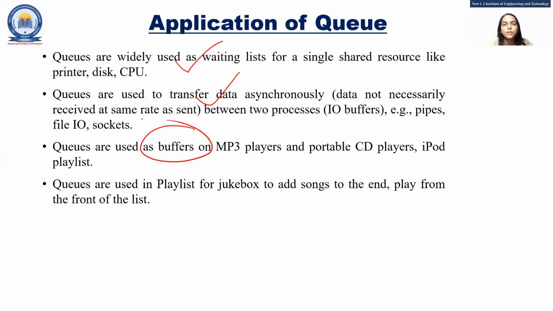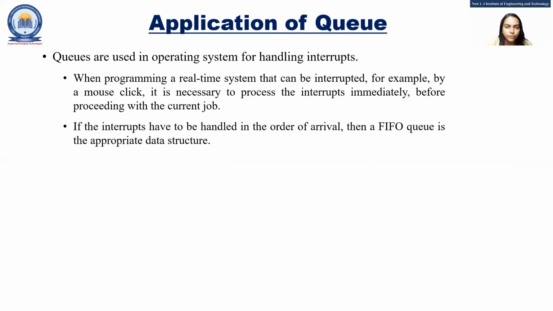You must have observed that when you play a song or a playlist, first a song on the list is played and then the next and so on. So it maintains a buffer. MP3 players, portable CD players, iPod, right? A playlist maintains a buffer. So in all the applications which require buffers, queues are used. It is also used in a jukebox playlist to add songs to the end and play from the first. So that is again a buffer.